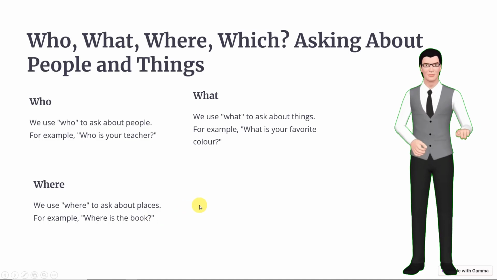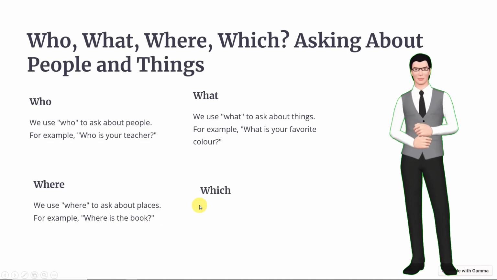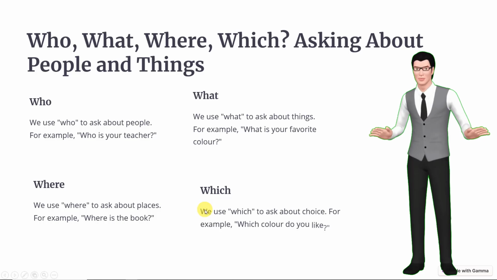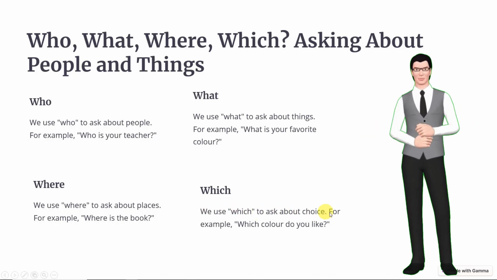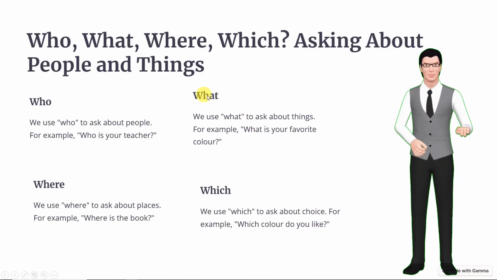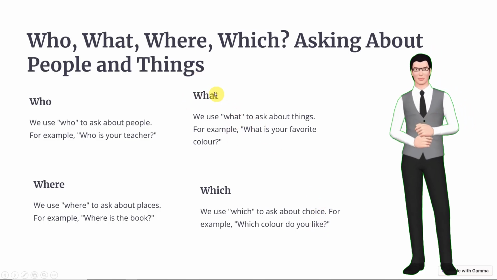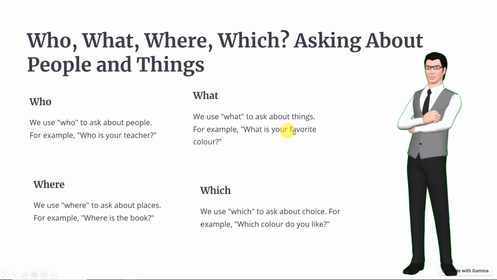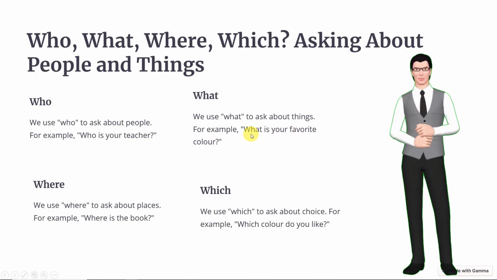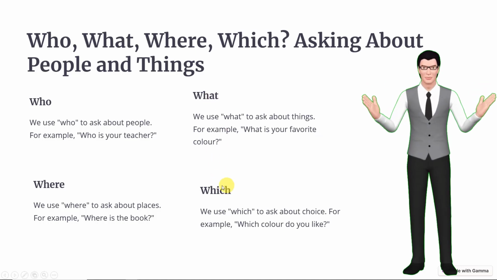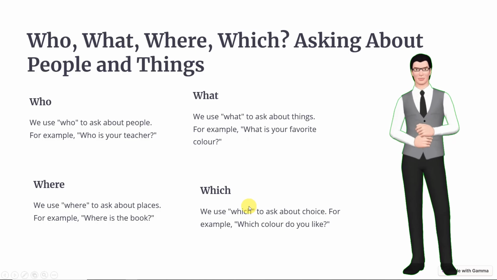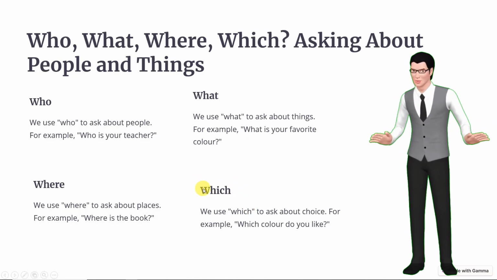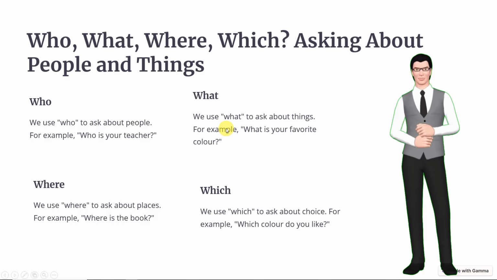And then of course, which. Now guys, we use which to ask about choice. For example, which color do you like? Now, many people will use what. It's not incorrect, like over here, what is your favorite color? Or you could say, which is your favorite color? Either one is correct. It's just that which is more appropriate; a natural English speaker will rather use which before they use what. But what is also completely acceptable.